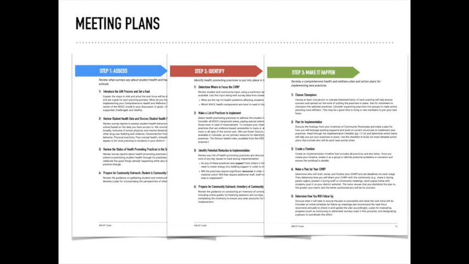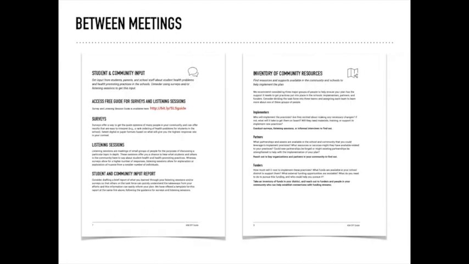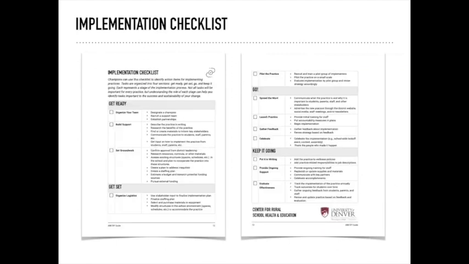We provide a list of activities for the task force to complete during each step of the process: assess, identify, and make it happen. And guidance about how to include students and the community throughout the process. This includes a link to a survey and listening session guide, which you can see there in the red text. Also included in this guide is an implementation checklist, which offers suggestions for how to go about putting practices into place. And this is based on the literature of implementation science and our expertise partnering with rural schools over time.